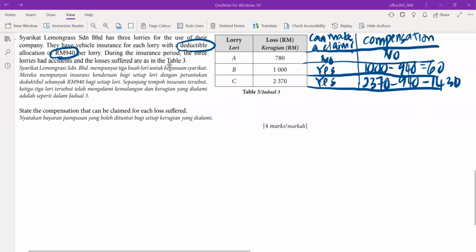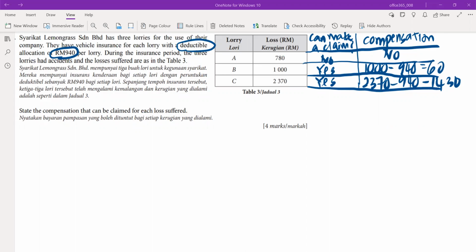Okay, can you see or not? That's how you write the answer. Compensation, because you have to understand vehicle insurance: this is the deductible allocation, peruntukan deductible, which can be minus. So 780 also cannot make a claim. But 1,000, yes, you can claim, but the compensation is 60 ringgit. So that's how you look at the answer. This question also you have to know how to tackle.